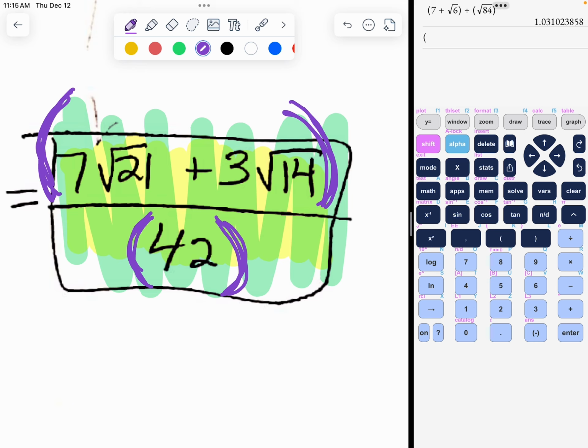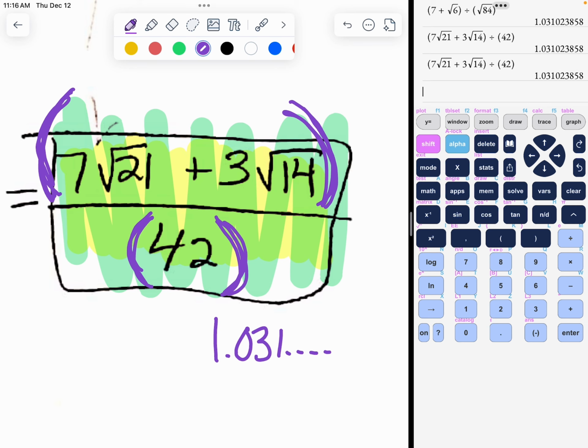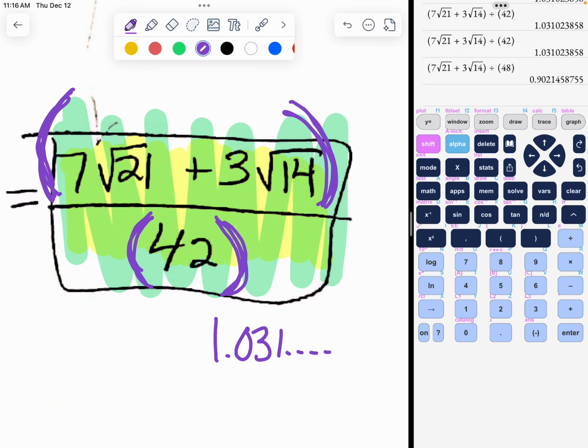In the numerator, 7 square root of 21, hop out, plus 3 square root of 14, hop out, close your parenthesis. Divided by your denominator in a quantity. So again, the parenthesis before and after the numerator and the denominator. Notice you get the exact same, what looks like a very random decimal. Now let's say that for some reason, you're checking your answers and one of the answers is divided by 48. Notice how the decimal is not the same.